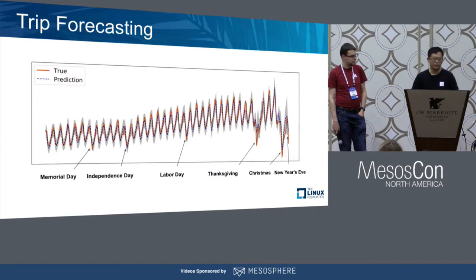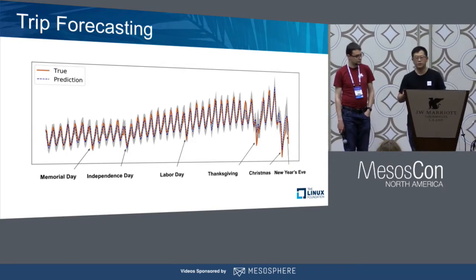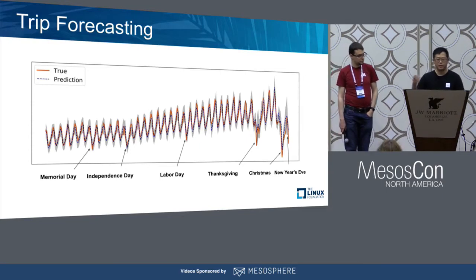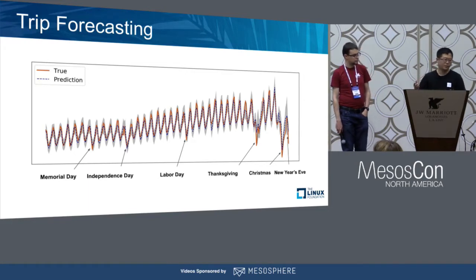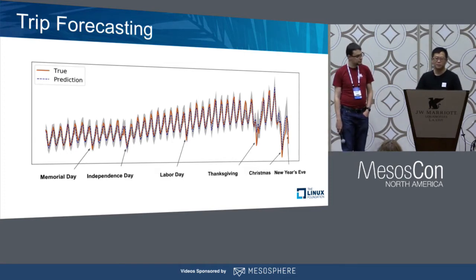Then for trip forecasting, as we see here, we have an engineering blog talking about how we do trip forecasting using deep learning networks based on lots of time series data as well as other information, potentially like weather information and events, for example, the Super Bowl coming. So as we can see here, deep learning is actually very powerful. The prediction is pretty accurate. That gives us a nice lead time to notify drivers, say, hey, there's lots of trip demand coming. Do you want to turn on your app and start driving for Uber?